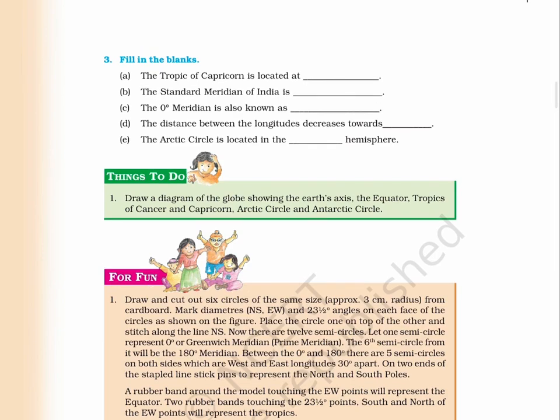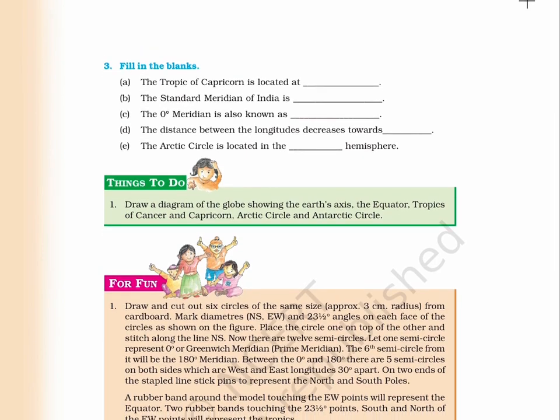Page number 17. 3. Fill in the blanks. A. The Tropic of Capricorn is located at dash. B. The standard meridian of India is dash. C. The 0 degree meridian is also known as dash. D. The distance between the longitudes decreases towards dash. E. The Arctic Circle is located in the dash hemisphere.